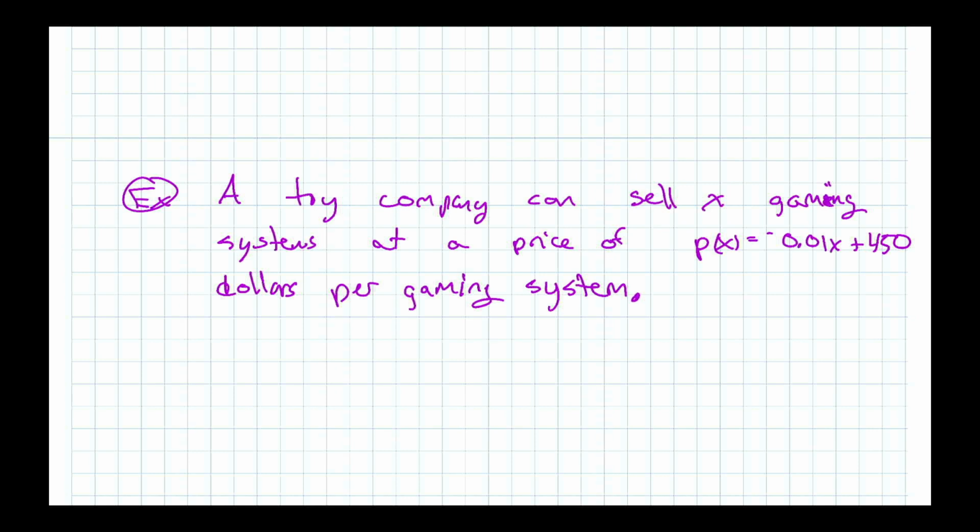So what that's saying is the negative on here is saying that the more gaming systems that you sell, the cheaper each gaming system could be. So like if you have 100 of them, maybe you sell them for $400. But if you have 1,000 of them, maybe you could sell them for 380 or some smaller number. Okay, so a toy company can sell them. All right, what are we doing?